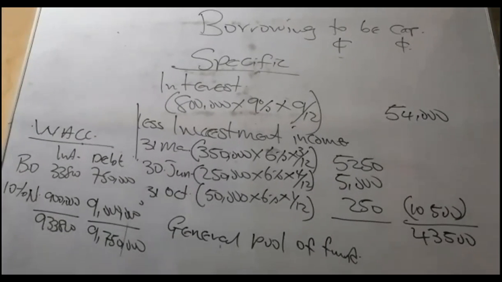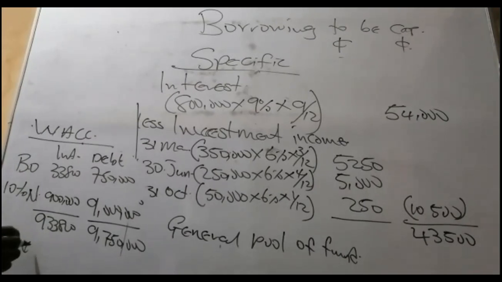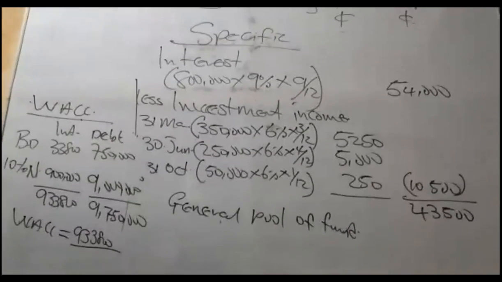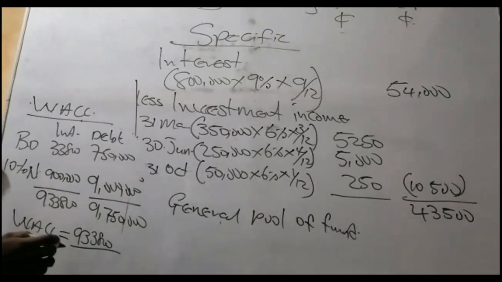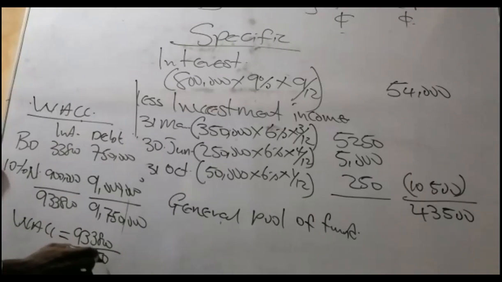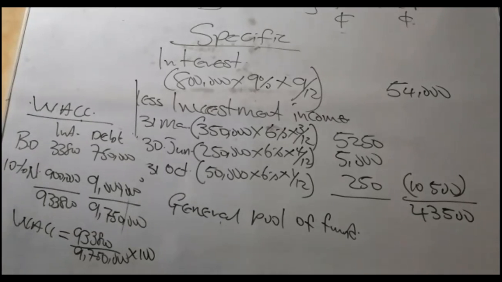Agreed. So the WACC, the weighted average cost of capital, the cost of debt, is equal to 933,800 divided by the total debt of 9,750,000 times 100. Great. So basically, that is it. Times 100. So that will be the WACC. You get the total interest divided by the total debt. So 933,800. So that is it.